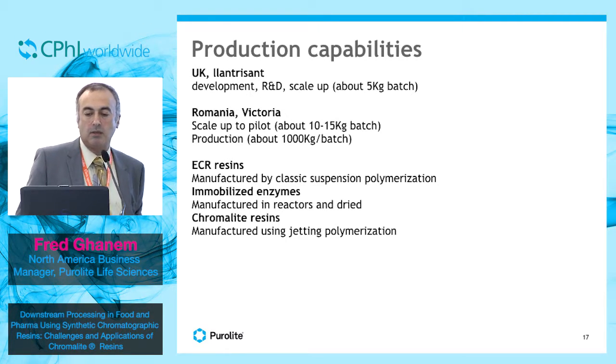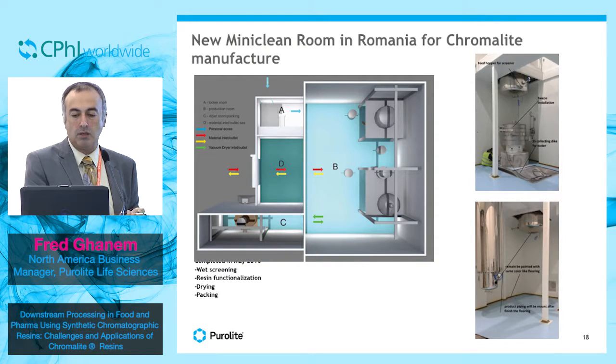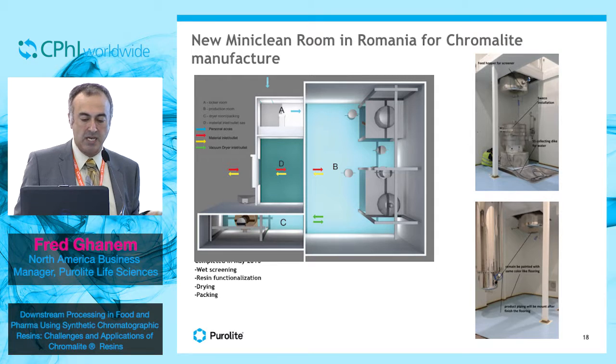So we just built a new mini clean room, mainly to support customized Chromalite production. Some companies would like us to change certain physical or chemical properties on the resin, and we can actually do that. We can functionalize any functional groups. We can dry it, pack it, and ship it. And if everything works well, then we would scale it up to the larger facility.